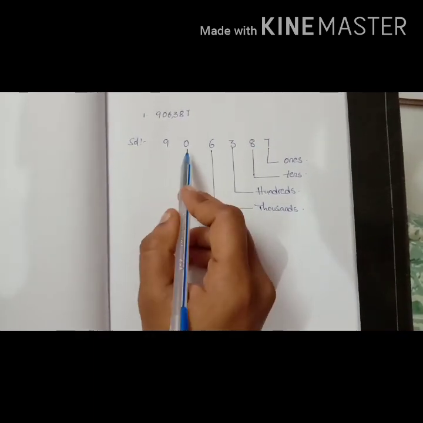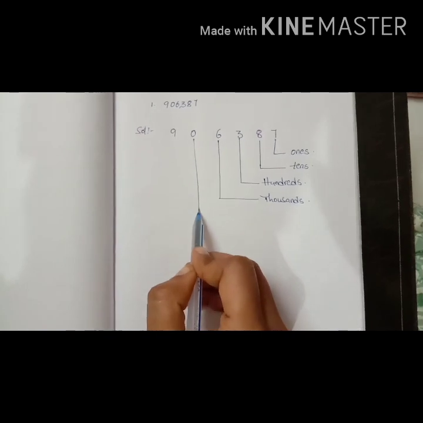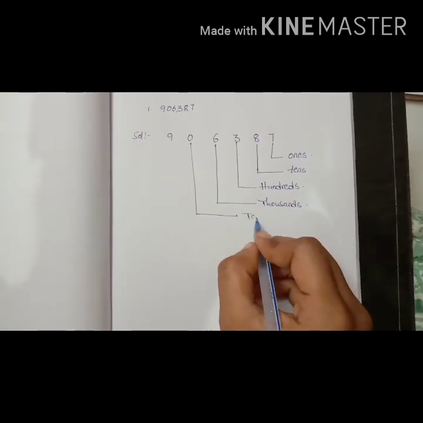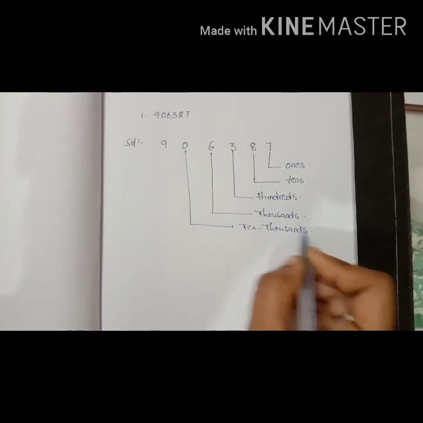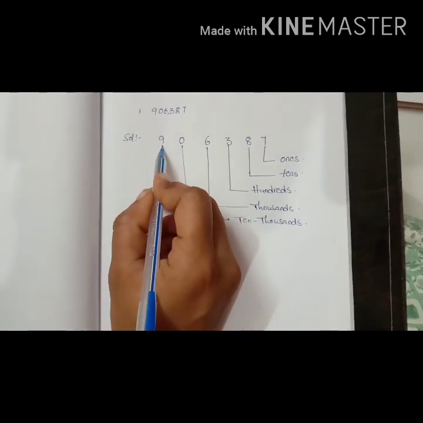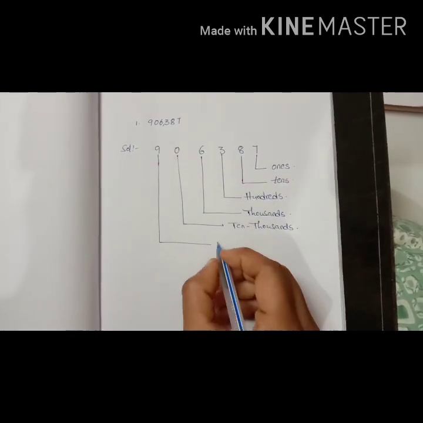And next, what is the number? 0. 0 is in which place? 10,000s place. And next, see what is the last number? 9. 9 is in which place? 100,000s.